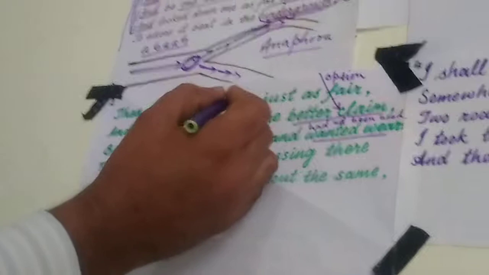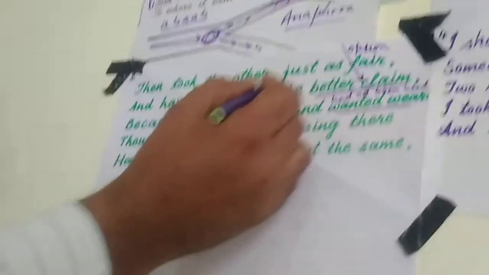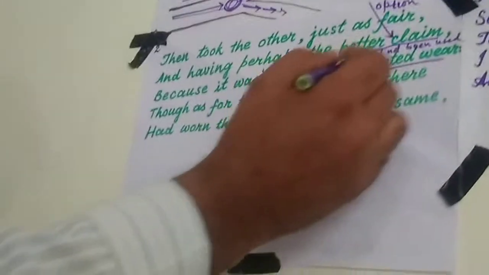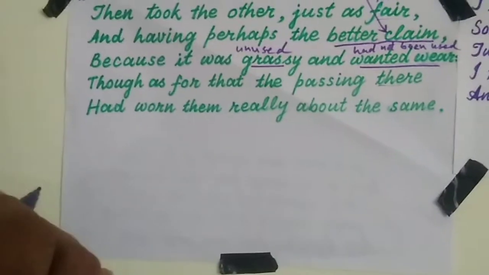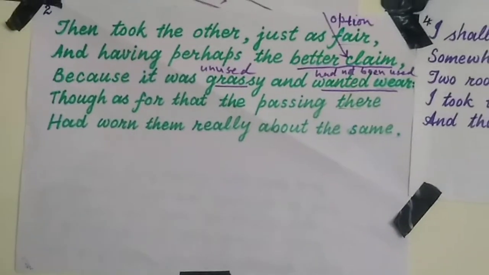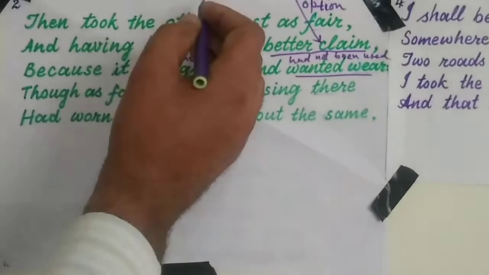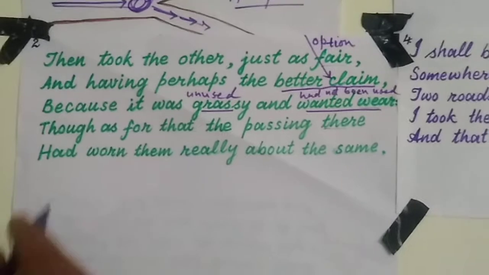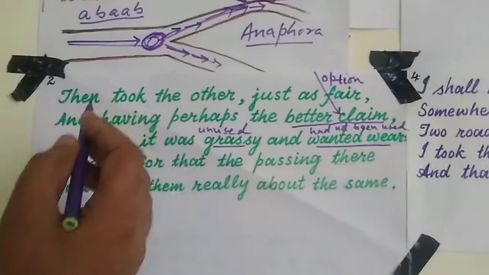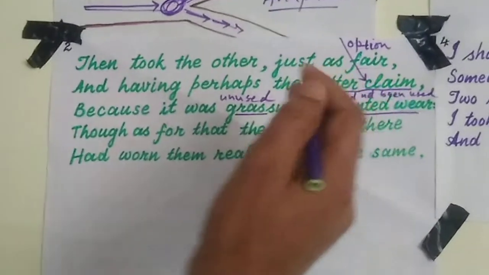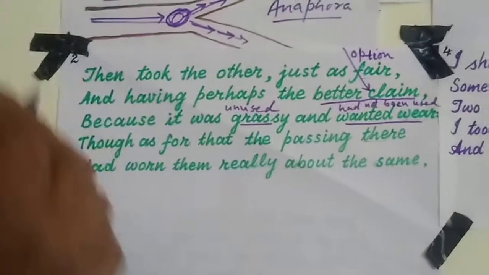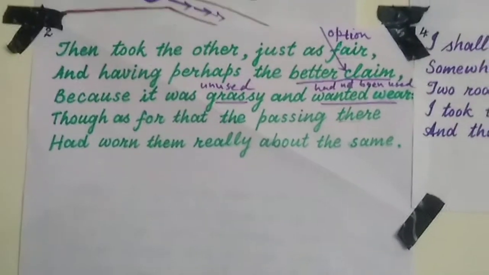Then took the other, just as fair, and having perhaps the better claim, because it was grassy and wanted wear. Though as for that, the passing there had worn them really about the same. So now the poet says, since he kept looking at the first road, thereafter he leaves the first one and decides to take the other road. He finds this road equally fair, similar to the first road.